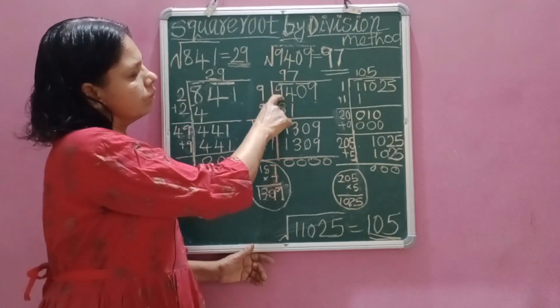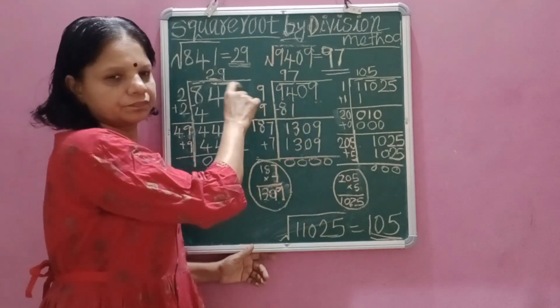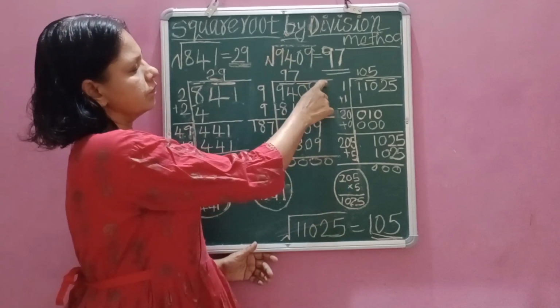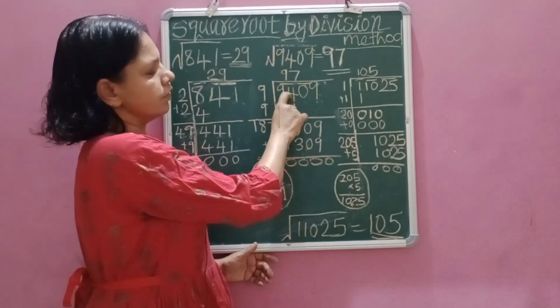That is, what is the square root of 9409? Take the pairs. The first pair is 09. The next pair is 94.